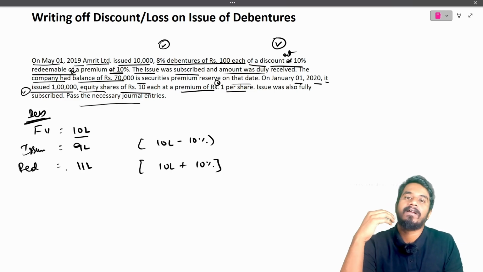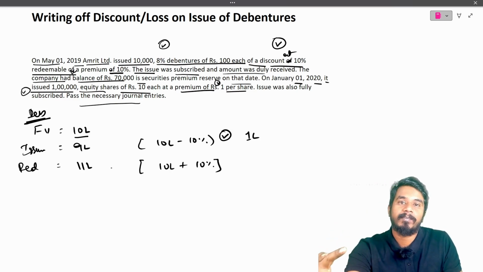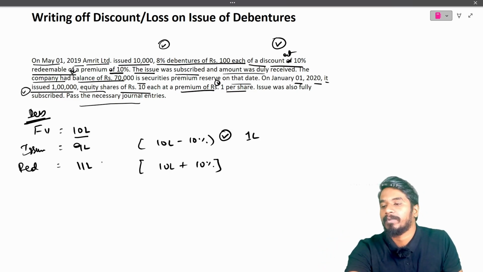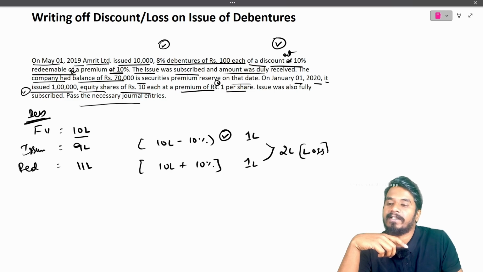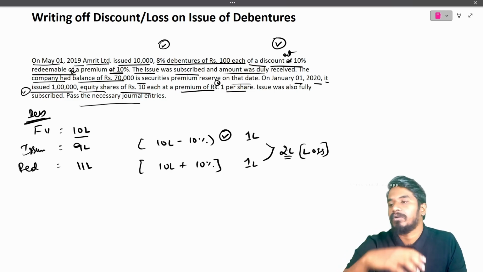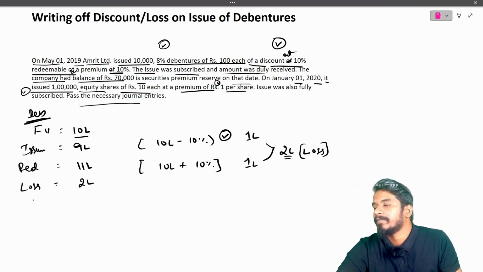Here we are facing two losses. One is at the time of issue, 1 lakh rupees is the loss. And at the time of repayment also we need to pay extra 1 lakh rupees. So that is also a loss. So totally we are facing 2 lakh rupees loss, right? 2 lakh rupees is the loss we are facing. So that also we will mention: loss 2 lakh rupees.